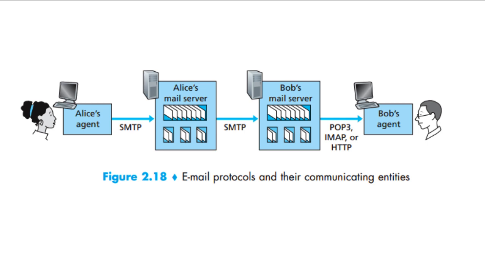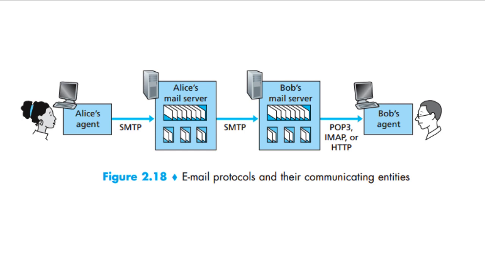The SMTP RFC defines how the SMTP commands can be used to relay a message across multiple SMTP servers. Bob's user agent can't use SMTP to obtain the messages because obtaining the messages is a pull operation, whereas SMTP is a push protocol.